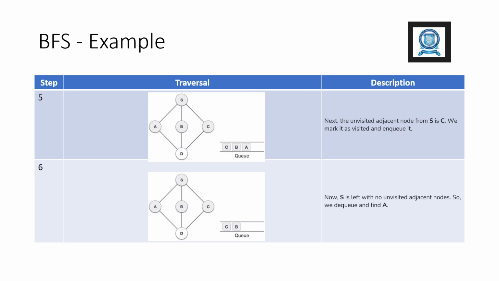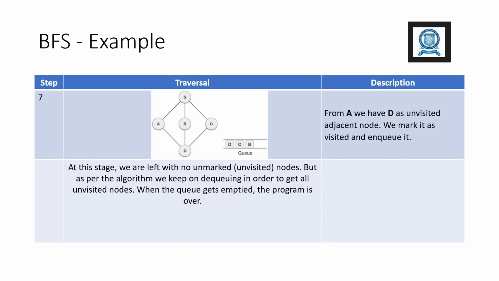Now S is left with no unvisited adjacent nodes. So we dequeue and find A. From A, we have D as an unvisited adjacent node. We mark it as visited and enqueue it. At this stage, we are left with no unmarked nodes. But as per the algorithm, we keep on dequeuing in order to get all the unvisited nodes. When the queue gets emptied, the program is over.